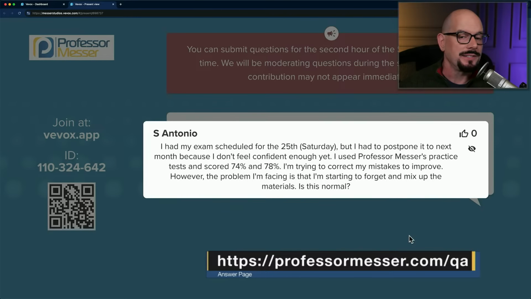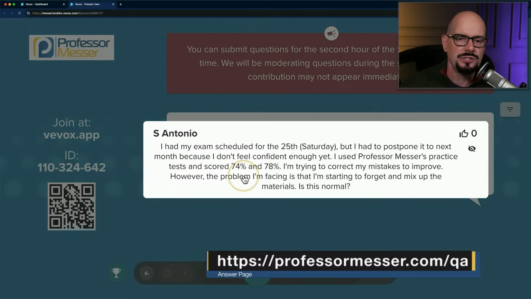Let's keep going through the list that you have. We've got others here that we could step through. There are a few extra things. Let's talk about when you might be ready for an exam. At what point would you really have full knowledge that you're going in and passing this exam? This comes from S. Antonio, who asks, had my exam scheduled for the 25th, Saturday, but I had to postpone it to next month because I don't feel confident enough yet.